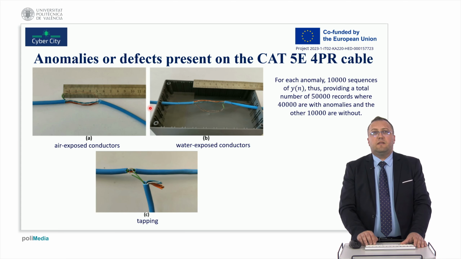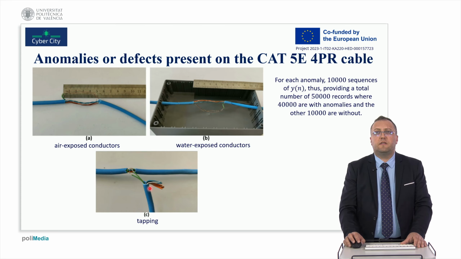Regarding the anomalies, we developed three. The first one is the air exposed conductor, as you can see here. The second one is the water exposed conductor, where the exposed conductor is immersed in water. And the third one is tapping, where another cable is connected to listen to the data from our communication channel under test.